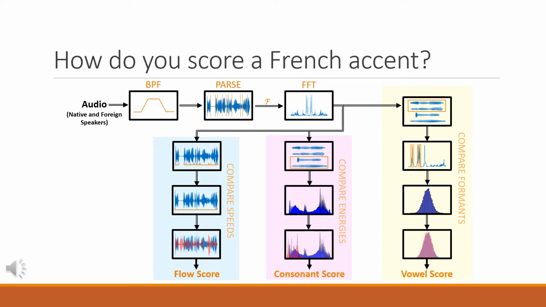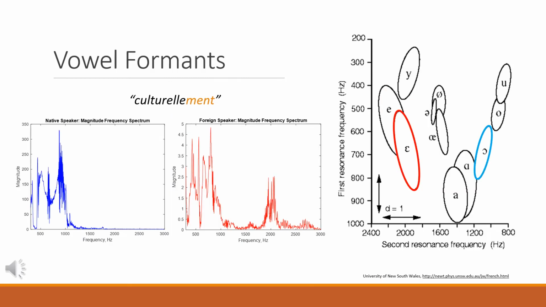The vowel stage produces a vowel score, which indicates how well the foreign speaker pronounces vowels. This is based around vowel formants. Each vowel has specific formants, which are peaks in the frequency spectrum. The most significant are the first and the second peaks, and their locations can tell us which vowel is being spoken or how it's being pronounced.